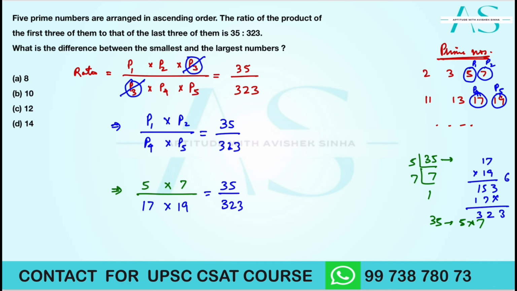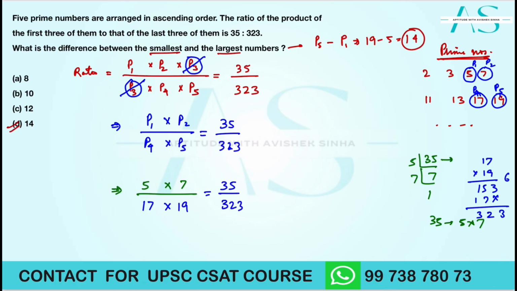Now our question says the difference between smallest and largest. So it is actually P5 minus P1, 19 minus 5, which is 14. Option D. Now, done with the question.